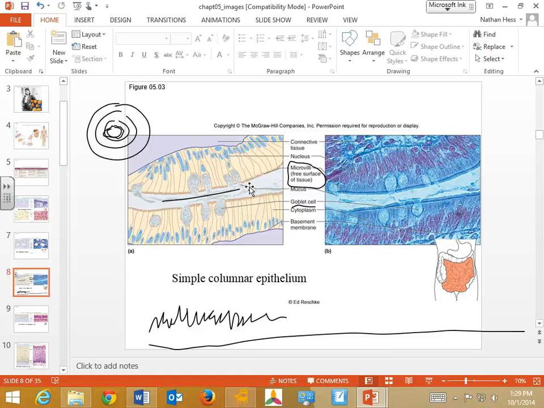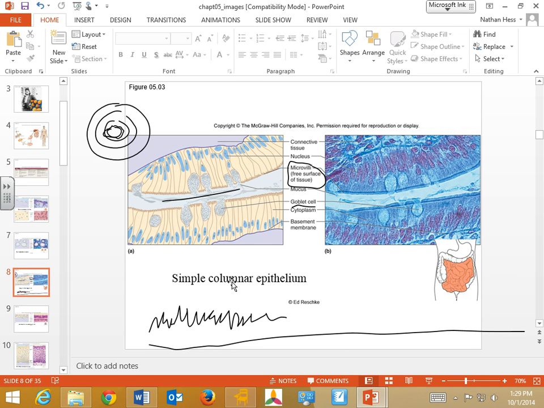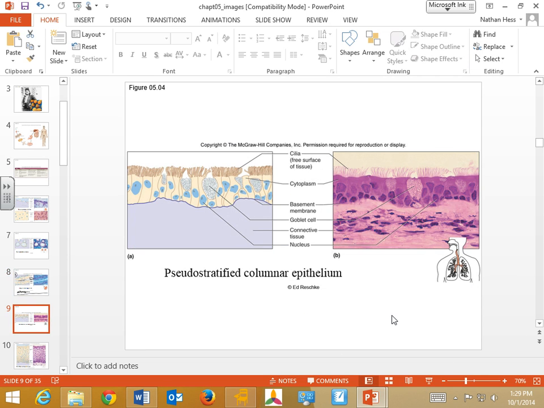Going to ignore the phone here. Okay. Let's go to the next one. Shh. I've got time for maybe two more here, friends. Pseudostratified columnar epithelium. This is on page 98 now.